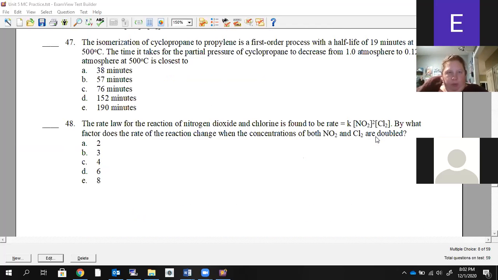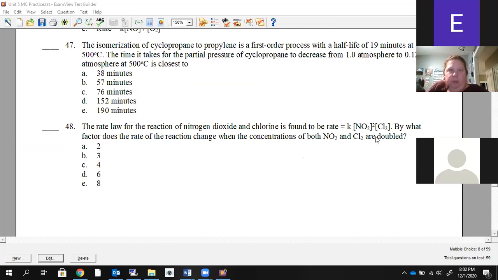All right, 47. The isomerization of cyclopropene is a first order process with a half-life of 19 minutes. This is the time it takes for the partial pressure to decrease from 1 to 0.125. Okay. So something that we probably didn't talk a ton about is the fact that partial pressures or pressures are equivalent to concentration, because for a gas, the pressure sort of controls its concentration.